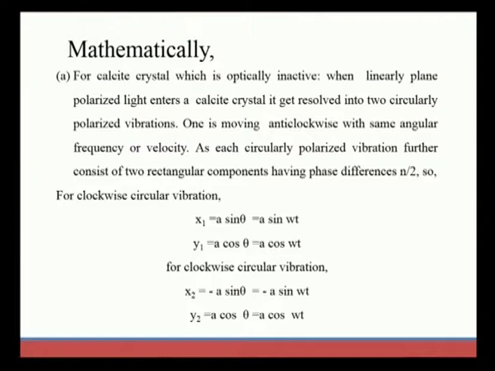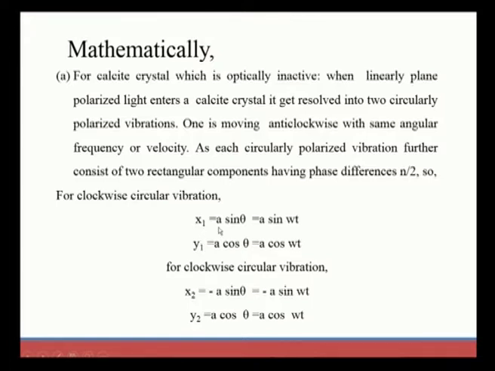it gets resolved into two circularly polarized vibrations. This is what we know previously according to Fresnel, and one is moving anticlockwise with the same angular frequency or velocity. Each circularly polarized vibration further consists of two rectangular components, having a phase difference of pi by 2. So, the clockwise circular vibration will be like this. For the clockwise we consider an x component and a y component.